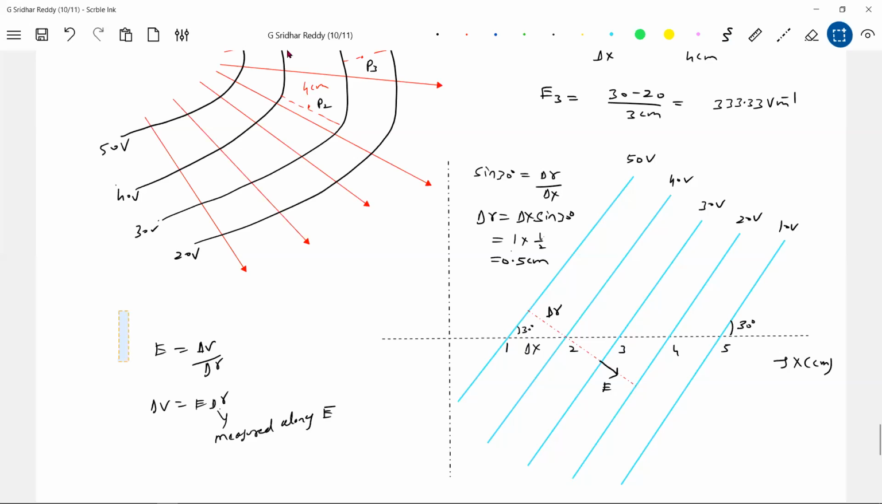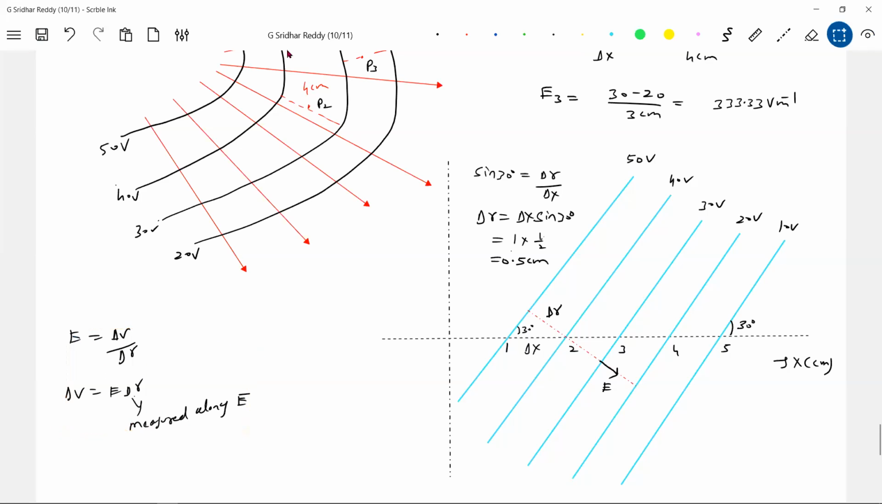Let's get into the calculation part. What does the calculation say? We know the potential difference. What is E bar? The magnitude is needed, no? Delta V, 50 minus 40, by delta R. Delta R is how much? 0.5. This is in centimeter, you have to convert into meters. So how much do you get? 10 by 0.5, 100 by 5, 20, so 2000 volt per meter, the magnitude.